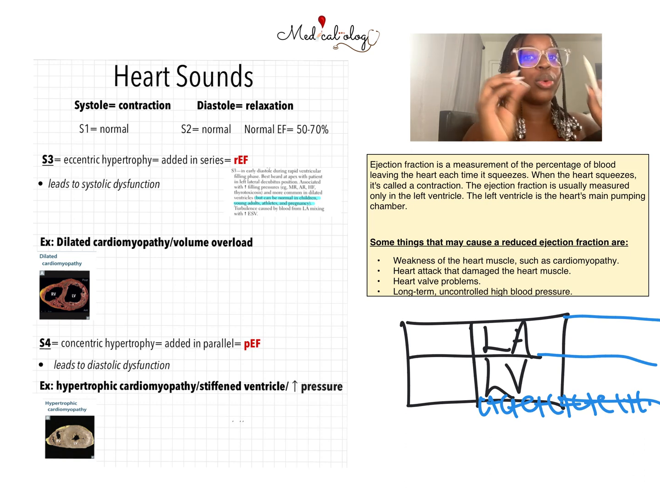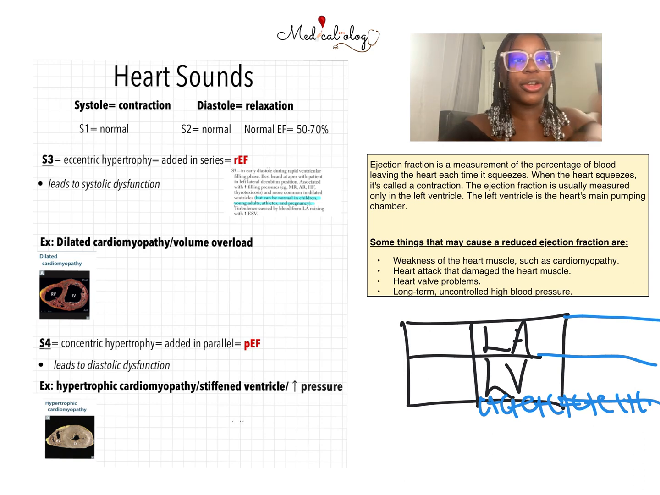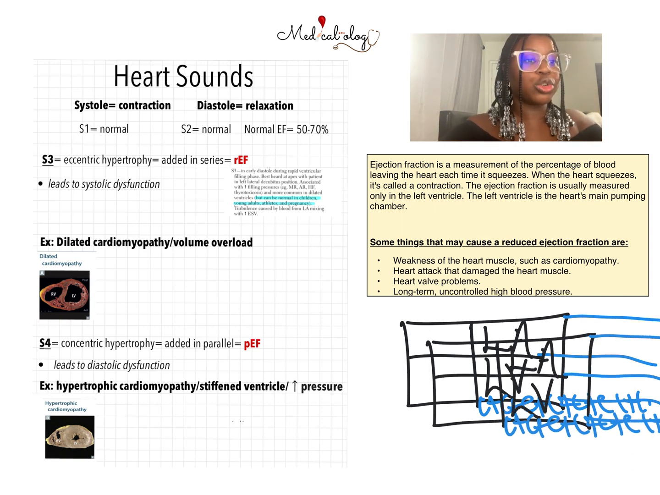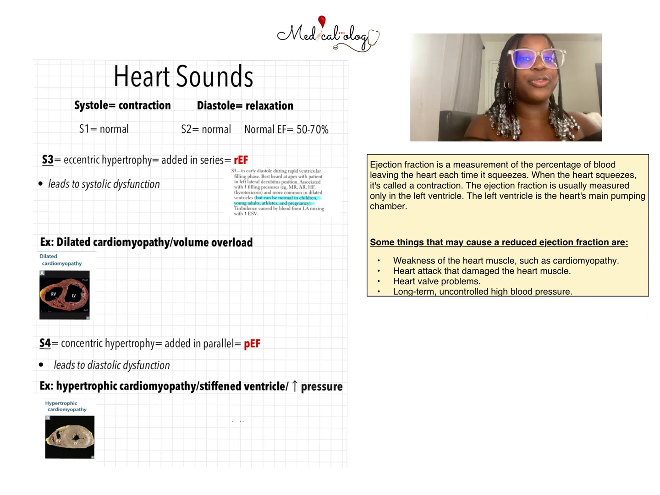Now let's go to S4. Let me get rid of this for you guys. And we are going to understand why S4 equals concentric hypertrophy, added in parallel, and there is a preserved ejection fraction. And guys, I had a hard time wrapping my head around this when I was in medical school and also studying for Step 1, because why is something preserved if the heart is affected? That's how I always thought about it. But you need to understand the pathophys to get these questions right, guys. And that's why Med Squad is here to teach you how to understand and digest the material.